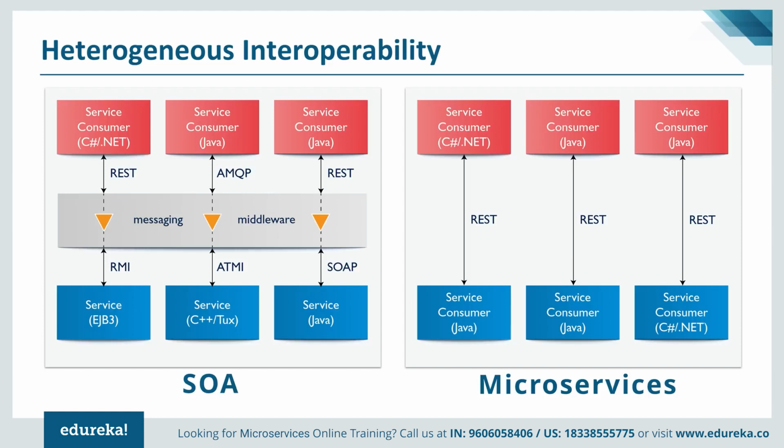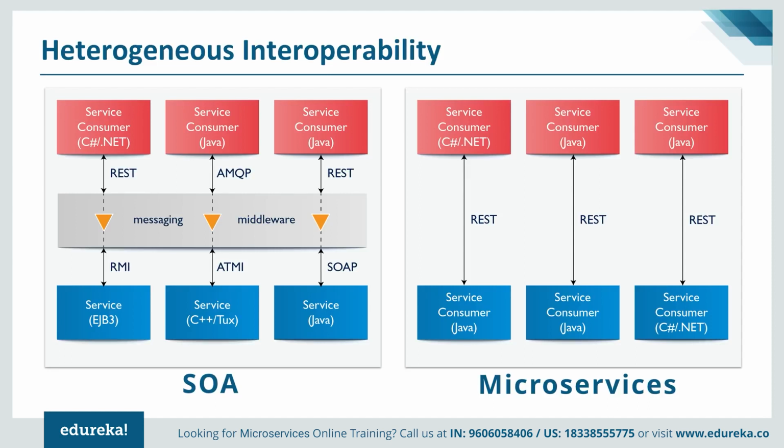So in case of SOA, there is something called a messaging middleware, which acts as the communication point or the interaction point between the different applications which are in a different language. So you can see that this application is on either C# or .NET, and this is on Enterprise Java Beans, right? Similarly, here it's C++ and here it's Java. And all of these communications go to this one particular messaging middleware.